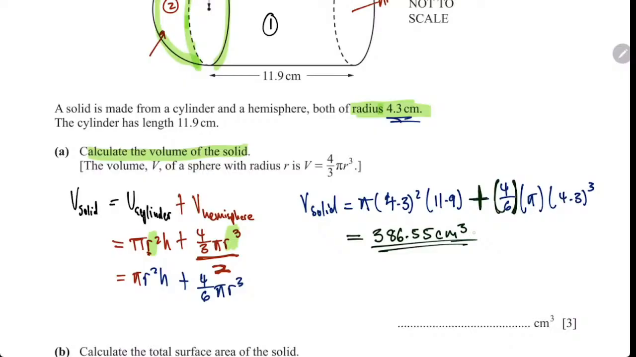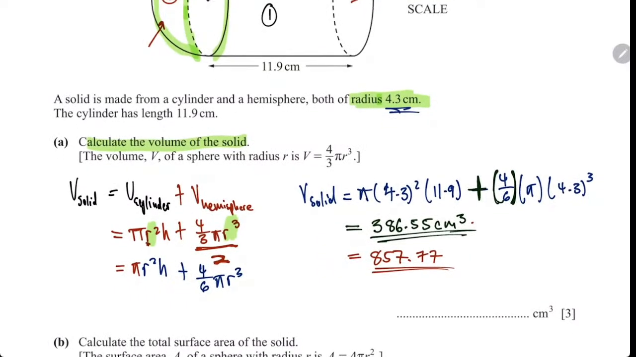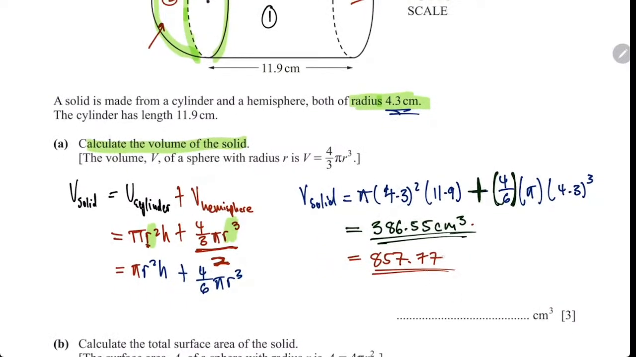Yes, good. That's the same one I got. That's 800. That's the answer, 857.7. Sarah, did you put 4.3 cubed? Yeah. That's what I thought. Okay, so if you put it in, you should get 857.77 cubic centimeters. There we go. Okay, just by putting it in.